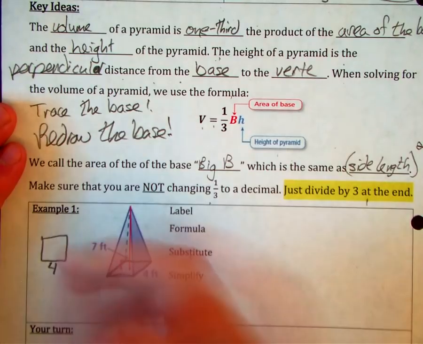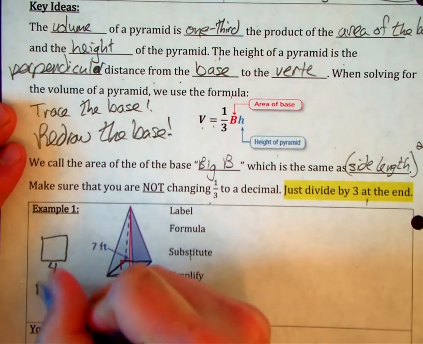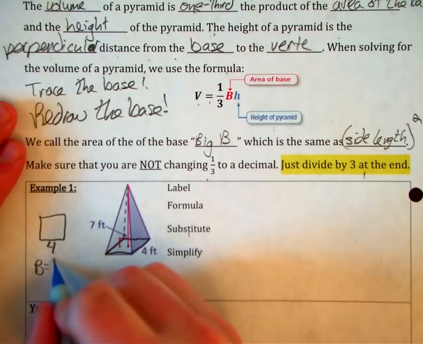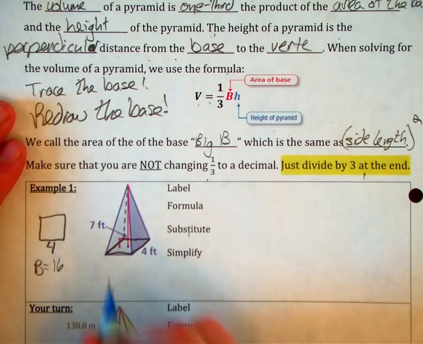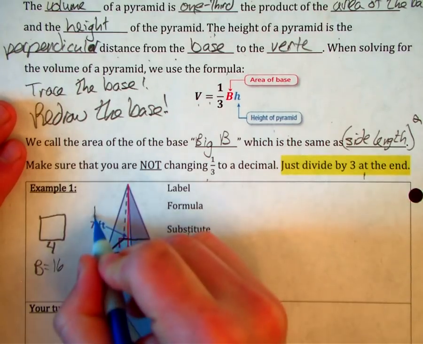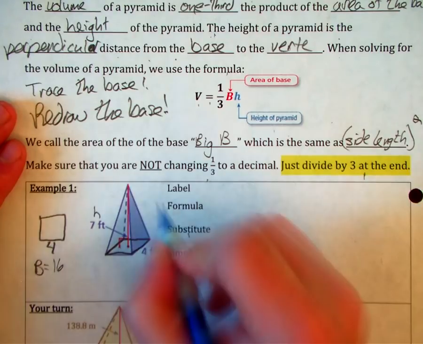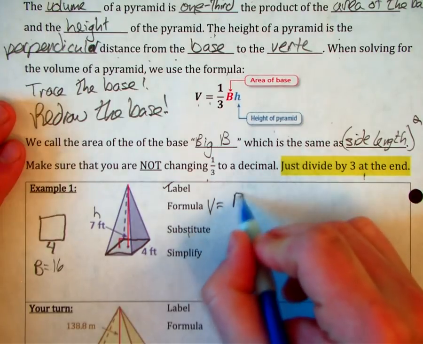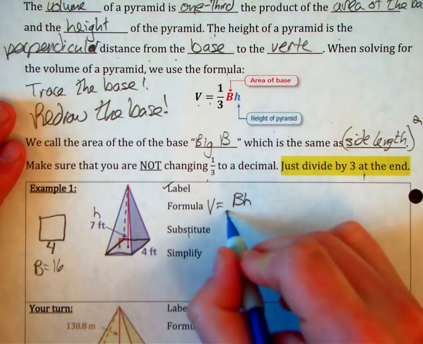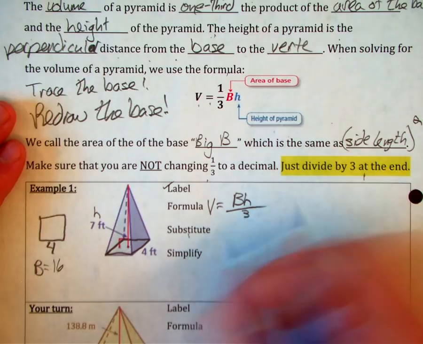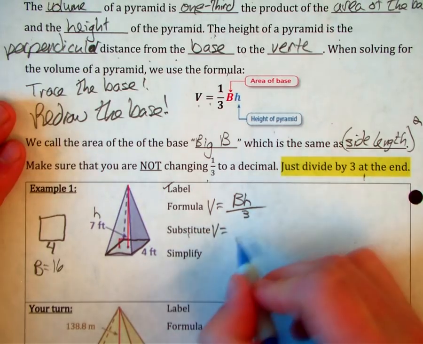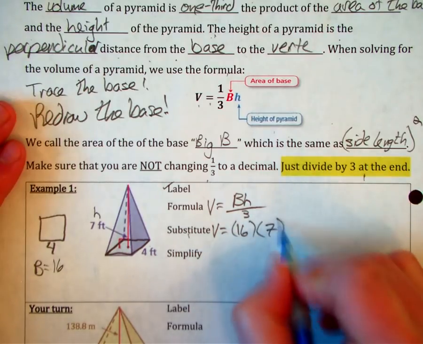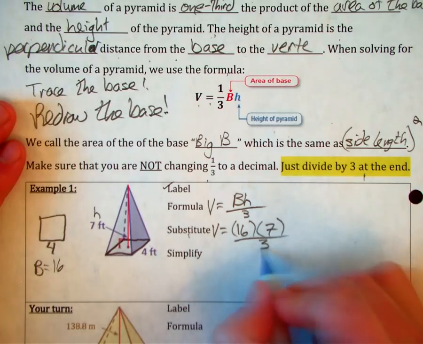So we're going to have the area of the base, again, is going to be that big B. 4 raised to the second power is going to be 16. And so then we have that the height is going to be 7. So we did our label. Let's write the formula. So we have V, or volume, is going to be the area of the base times the height of the pyramid divided by 3. Substitute those in. So we have volume equals, let's have 16 times our height, which is 7, divided by 3.